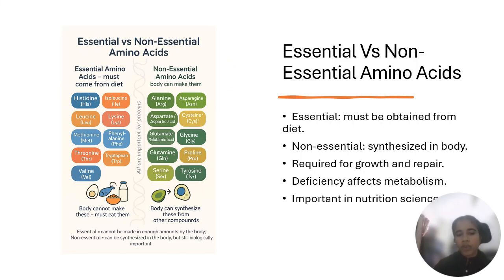Another important classification is nutritional. Some amino acids are essential amino acids, which means our body cannot synthesize them, so we should obtain them from food. Others are non-essential amino acids, which the body can make on its own. Both types are very important for growth, repair, and metabolism. A deficiency in essential amino acids can affect protein synthesis and overall health. That is why protein-rich diets are so important.